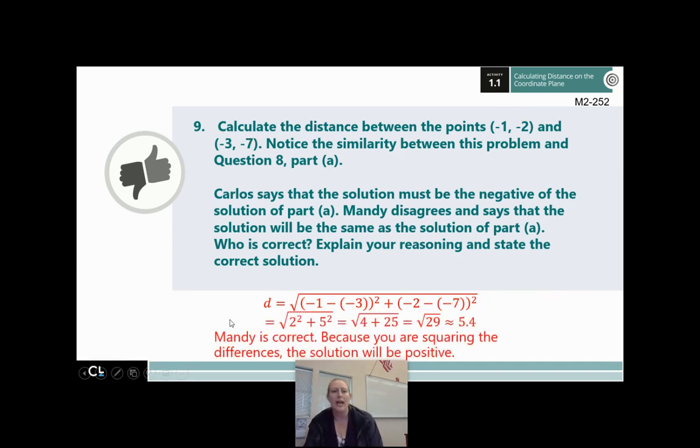So Mandy was correct. And remember what we said earlier, because we're squaring those differences, the solution's always going to be positive. And that makes sense. We're talking about a distance. Distances are always positive. There's no such thing as a negative distance. Somebody asks how far away you live. You don't say, I live about -5.4 miles away. Nobody says that. So Mandy is correct. Because we are squaring the differences, the solution will be positive.